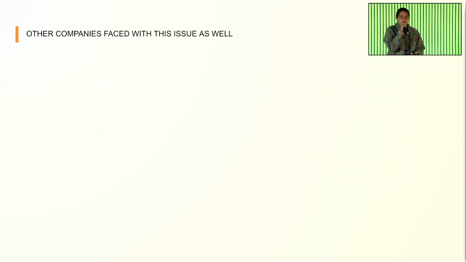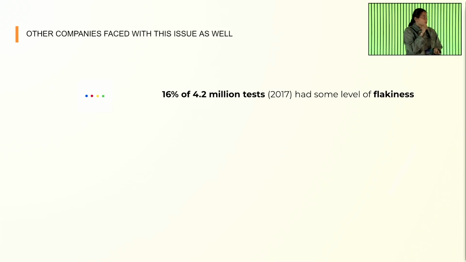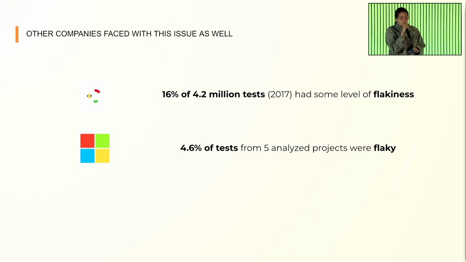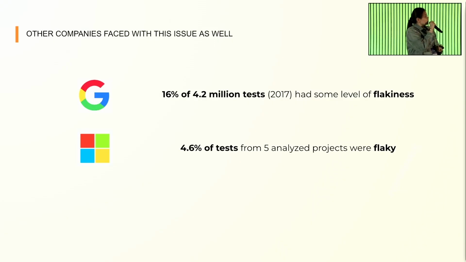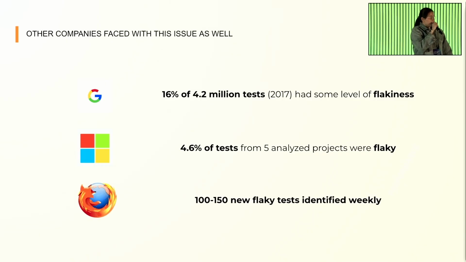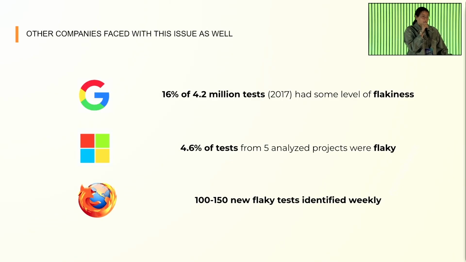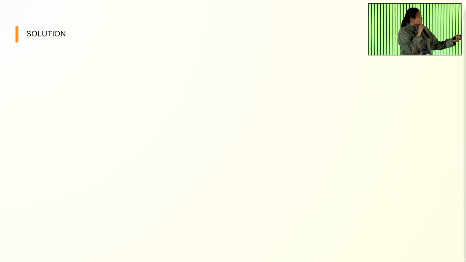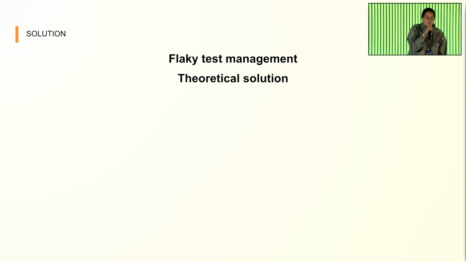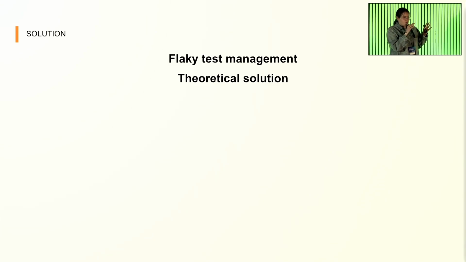And not only we are facing these issues. Big tech companies such as Google say that 16% of their 4.2 million tests were flaky in 2017. Then there is data from Microsoft. They say 4.6% of the tests from five analyzed projects were flaky. And Firefox says that 100 up to 150 new flaky tests are identified weekly.